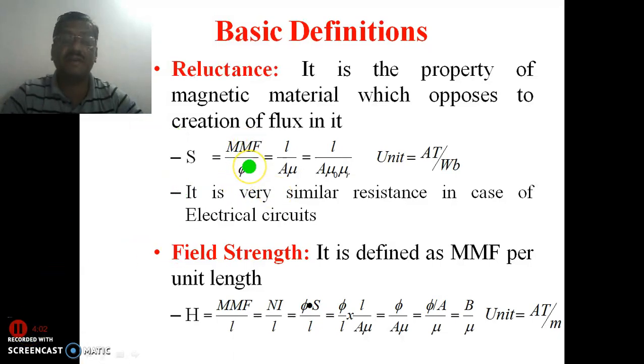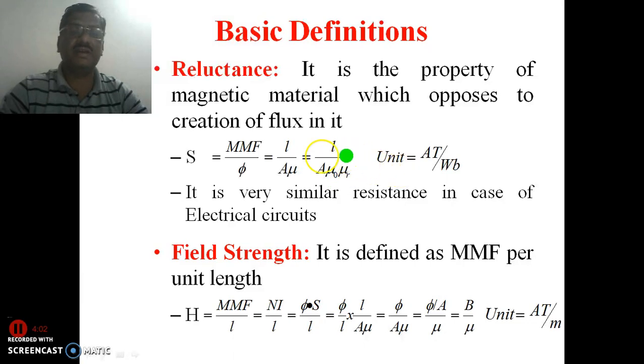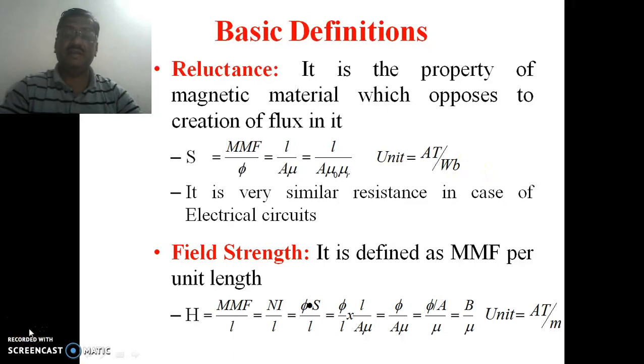One is MMF divided by phi, and the other formula is in terms of its dimensions, that is L divided by A into mu, where mu is again mu naught into mu r, that is, mu is the absolute permeability, the multiplication of relative permeability and the permeability of free space. Ampere turn is the unit for MMF, and phi is the flux, its unit is Weber. That's why the unit for the reluctance of the magnetic path is ampere turn per Weber, and this is very similar to the resistance in the electrical circuit.